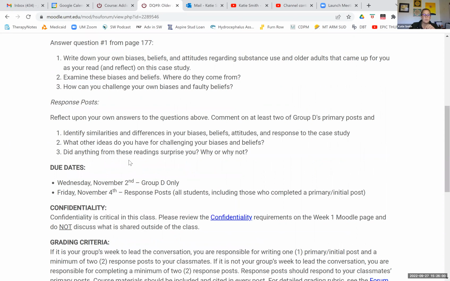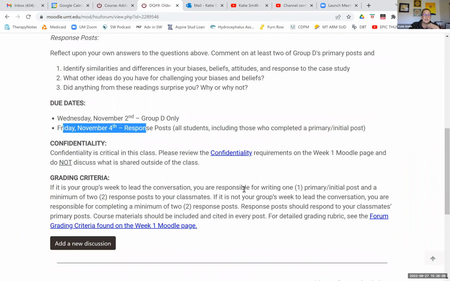So our due dates are the same: Wednesday for primary posts and Friday for all response posts. If you need an update on the confidentiality policy of the class or grading criteria, please follow these links here.